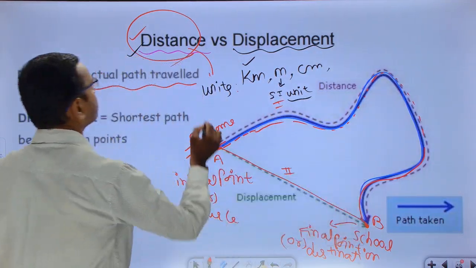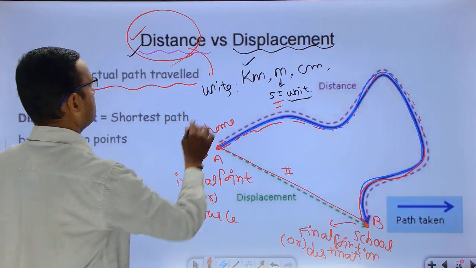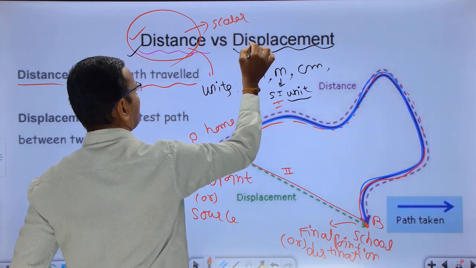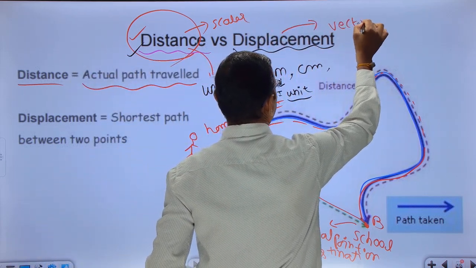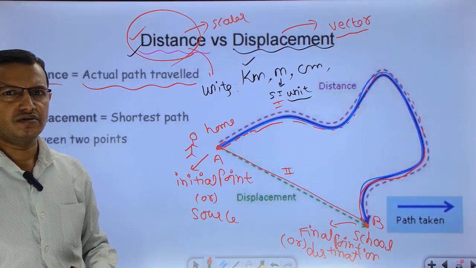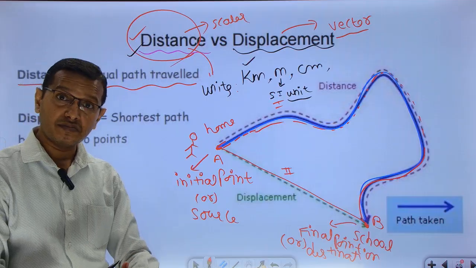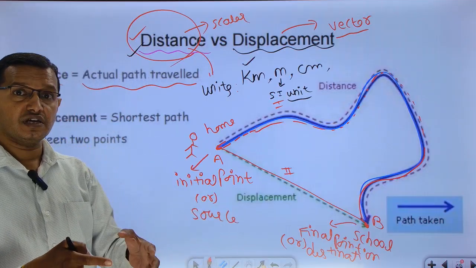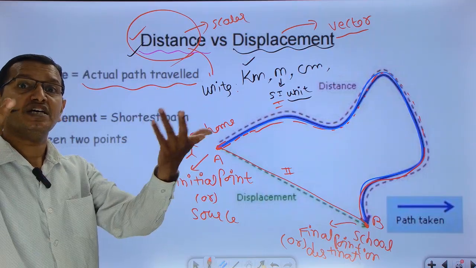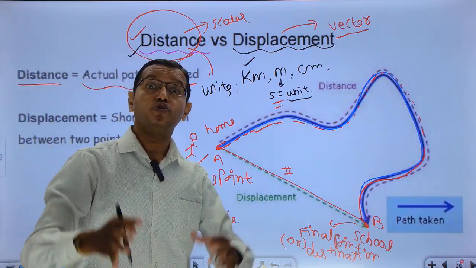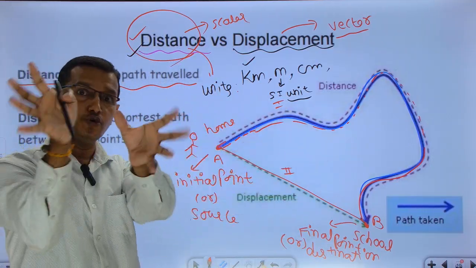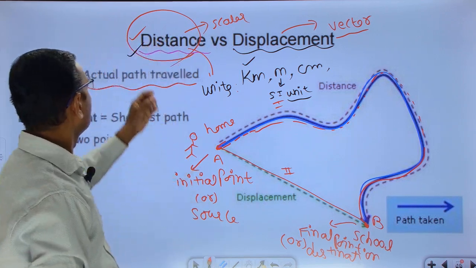Now look at this. Remember, distance is a simple scalar. What are scalar and vector? A scalar is any physical quantity like distance, time, or current. There are some physical quantities in physics which don't have any direction. Time has no direction, mass has no direction, distance has no direction. Those quantities which have no direction, only a value and a unit, are called scalars.